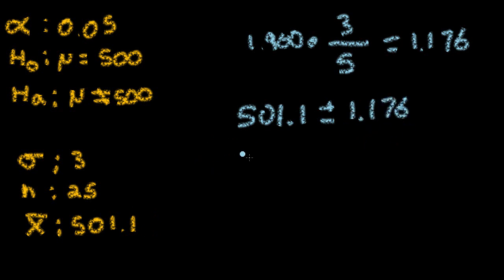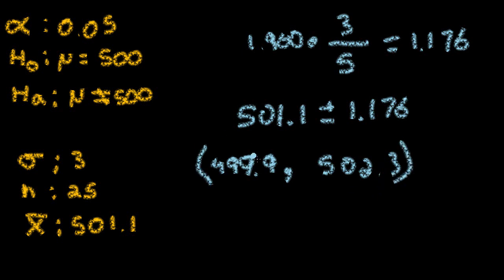If we did the subtraction side, we would get 499.9, comma. Then if we did the addition side of it, we would get 502.3, and this would be our confidence interval, our confidence range for this specific significance level. And that's how you would work with confidence intervals and tests of significance.